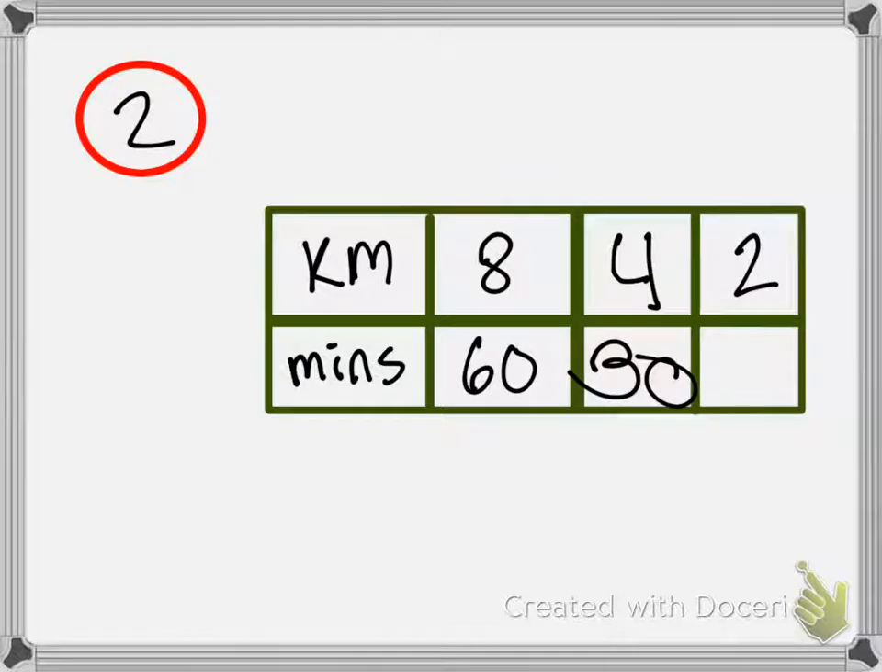Excellent. But what we needed to figure out was how many minutes she ran 2 kilometers in. So I just divided 4 and 30 divided by 2 once again. And this is 2. And this would have to be 15 minutes. Excellent. Great work, Ben.